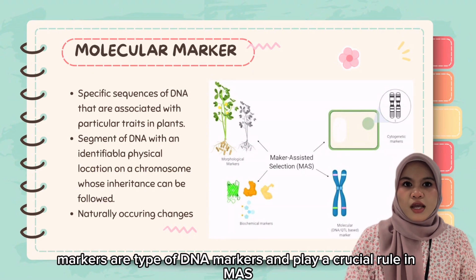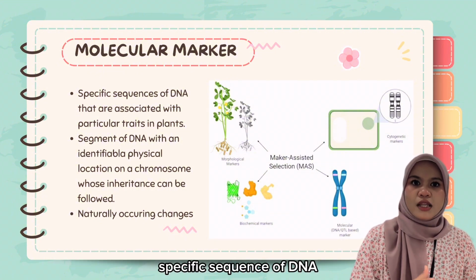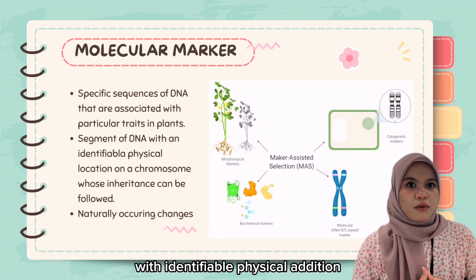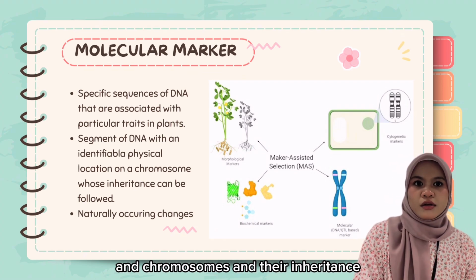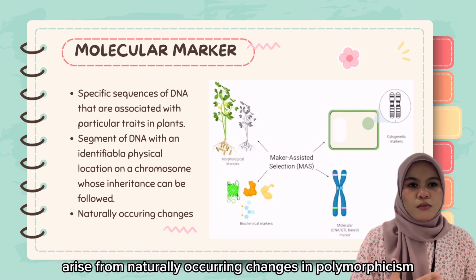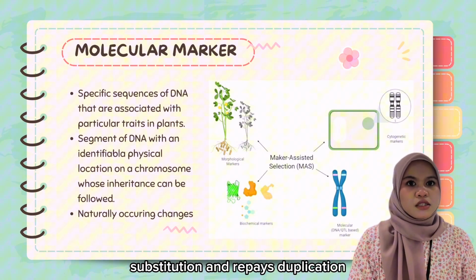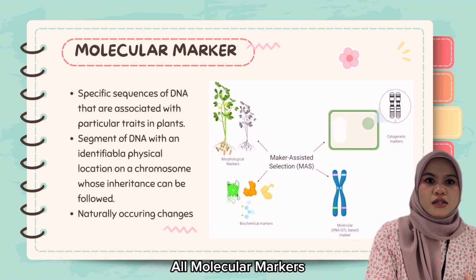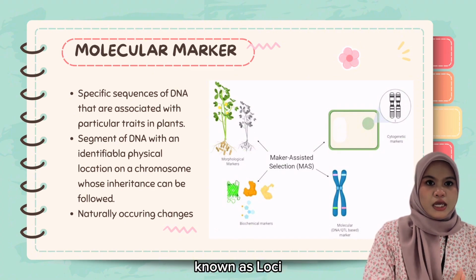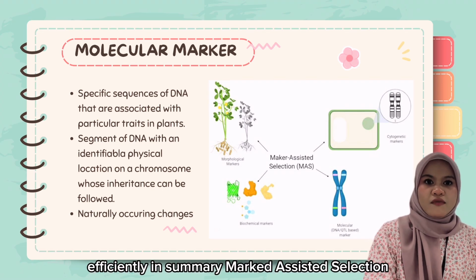Molecular markers are a type of DNA markers and play a crucial role in MAS. These markers are specific sequences of DNA associated with particular traits in plants, and they are segments of DNA with an identifiable physical location on a chromosome, and their inheritance can be tracked. Molecular markers arise from naturally occurring changes in polymorphism, the DNA sequences such as deletion, substitution, and repeat duplication. All molecular markers correspond to a specific genomic position within the chromosome, known as a locus, allowing breeders to pinpoint and select the best plants efficiently.